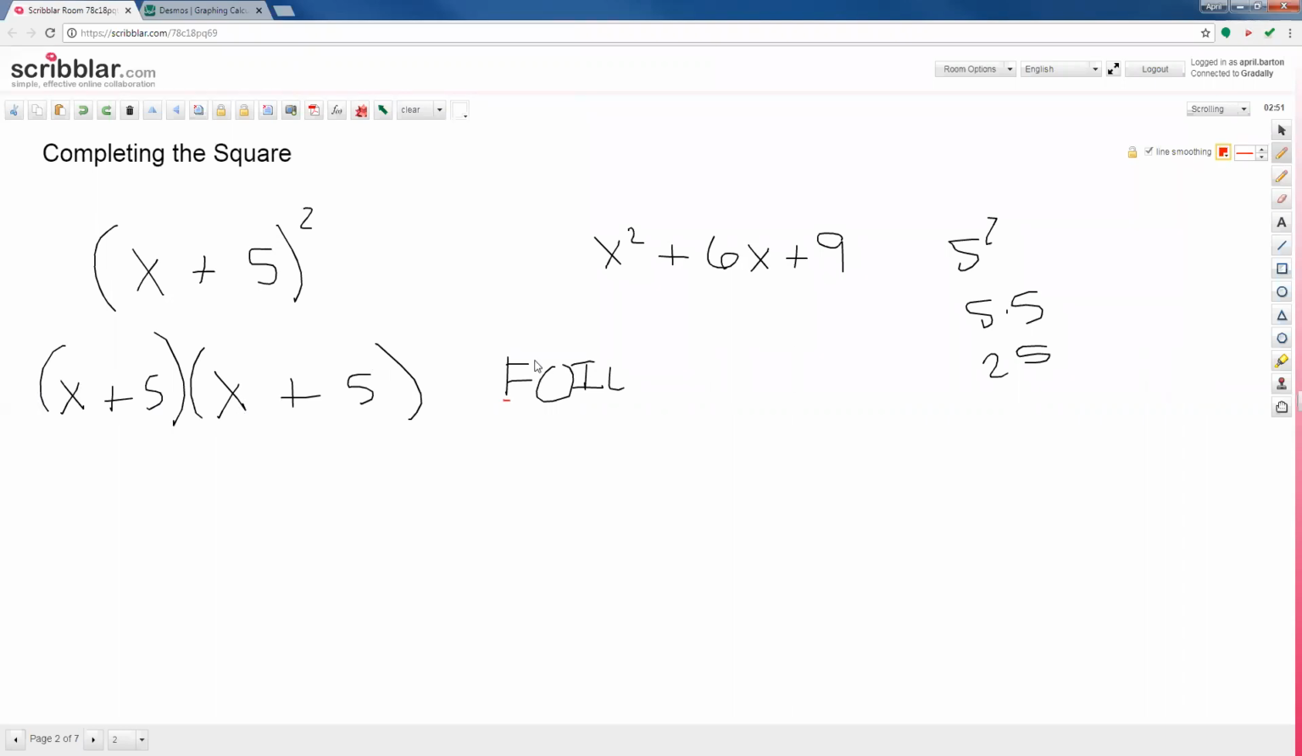F stands for do the first term times the first term in each parenthesis. X is the first thing in each parenthesis. So when we multiply this out, we do X multiplied by X. Does anyone already think they know what that's going to equal? What does X times X equal when you multiply it together?